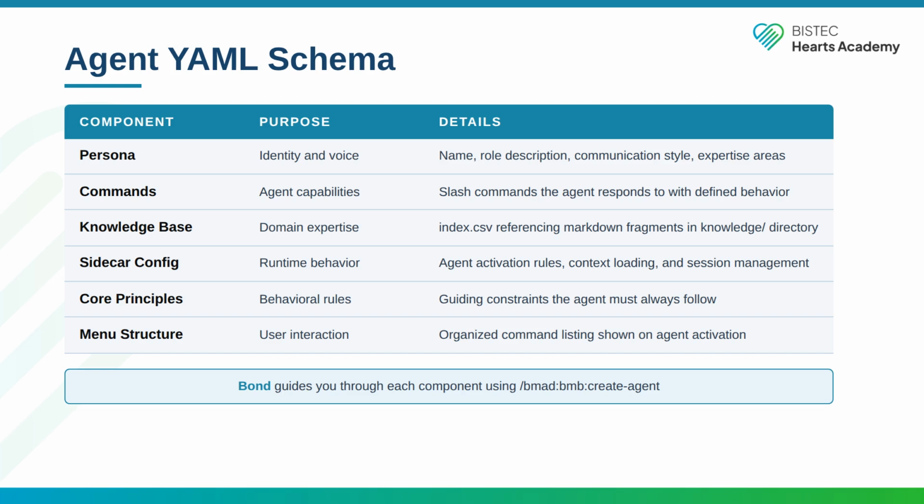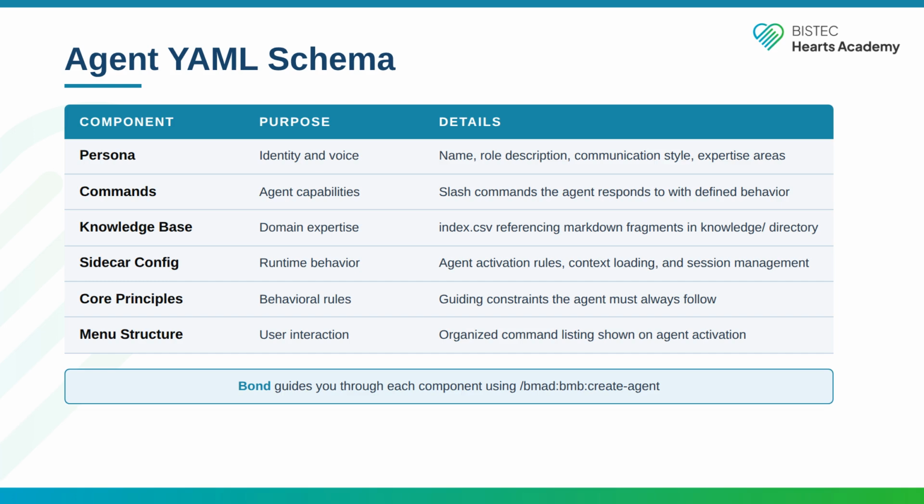Knowledge base is the agent's domain expertise. It's structured as an index.csv file that references markdown fragments in a knowledge directory. The key insight here is runtime resource loading. The agent doesn't load its entire knowledge base at startup. It loads fragments on demand based on what the current task requires. This keeps context windows clean and prevents information overload.